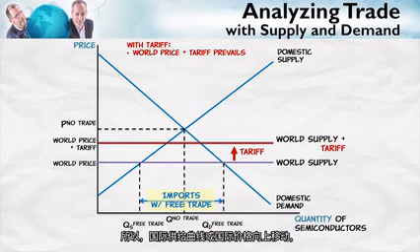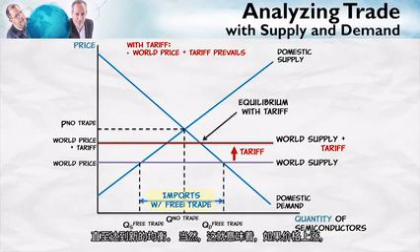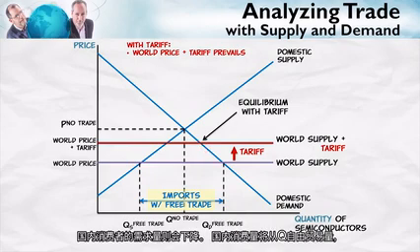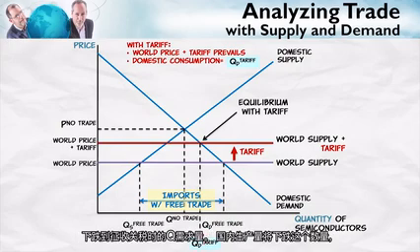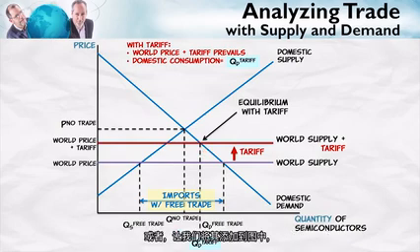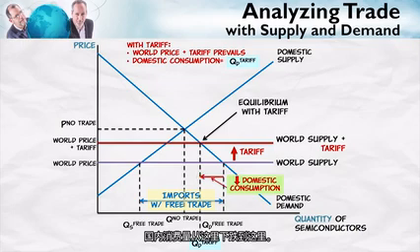So the world supply curve, or the world price, shifts up until we get to the new equilibrium. Of course, what this means is that at a higher price, domestic consumers are going to demand a lower quantity. So domestic consumption falls from Q free trade to Q quantity demanded with the tariff. Let's just add that to the diagram. Domestic consumption falls from here to here.